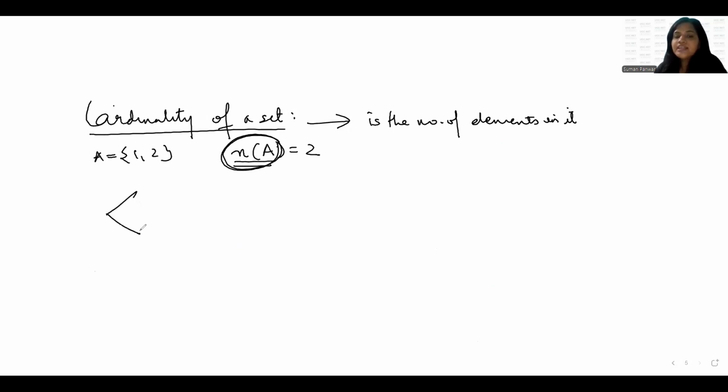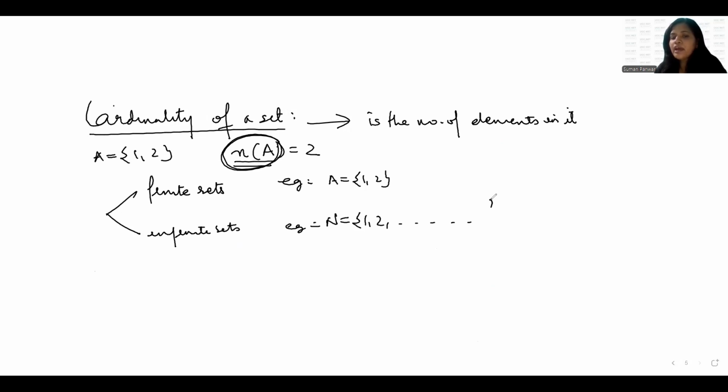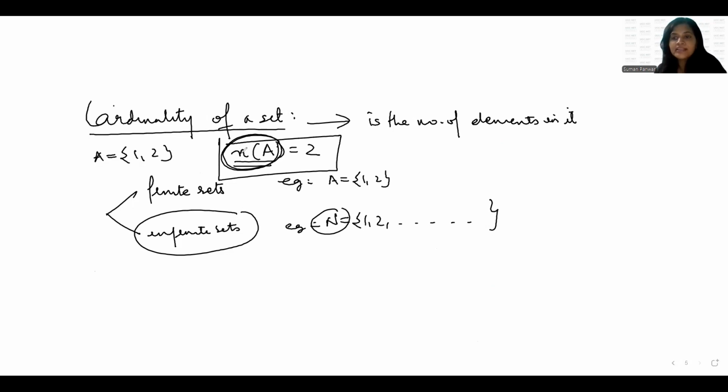There are two types of sets, finite sets and infinite sets. A finite set example is A equals 1, 2. An infinite set example is the set of natural numbers 1, 2, 3. Obviously, I cannot count the cardinality of natural numbers. I don't know how many natural numbers there are. So we say that the cardinality of such sets is infinite. Generally, cardinality is used in the context of finite sets.